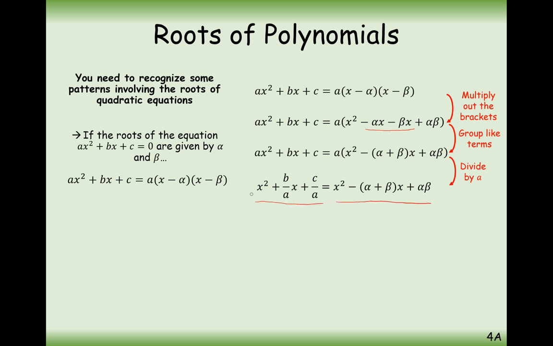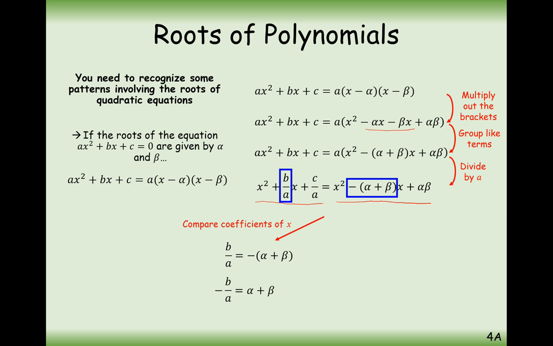Now we've both got x squareds on the left and right, so that doesn't really form an equation for us, but that's useful to know. So now we can compare the x coefficients here. So what we can say here is that b over a is equal to minus alpha plus beta, and the equation we're going to use is minus b over a is equal to alpha plus beta. So if you know the two roots, then you can add them together and that will give you the negative of the coefficient that will go in front of x.